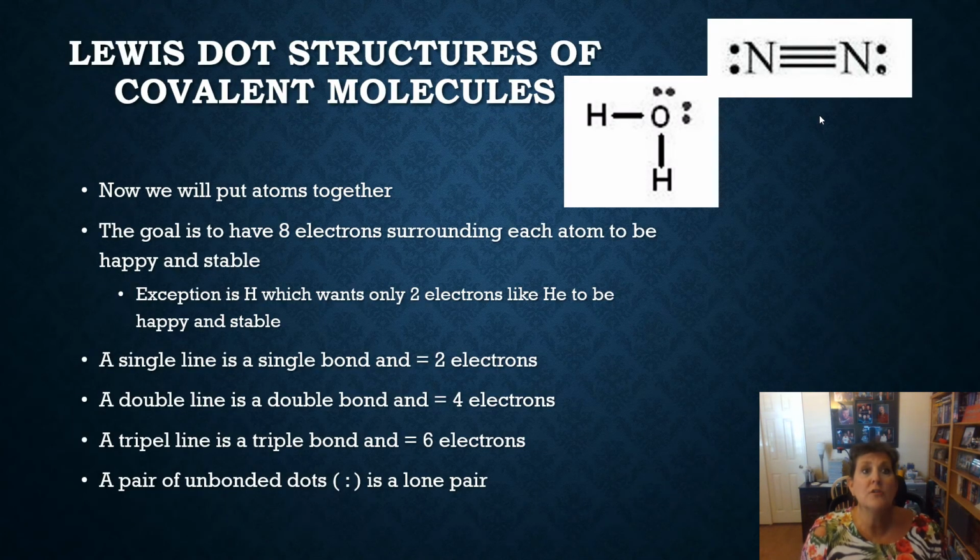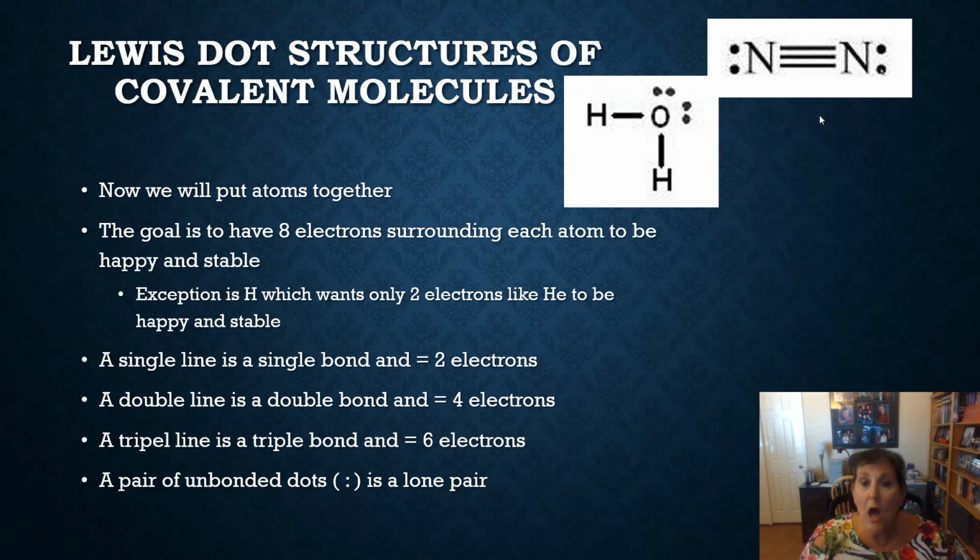All right, Lewis dot structures of molecules. Now, this gets really complicated. I will give you the Lewis dot structure for a molecule, which means 2 or more atoms bonded together. But I'm going to ask you questions about it. So basically, we're putting the dots of the atoms together.